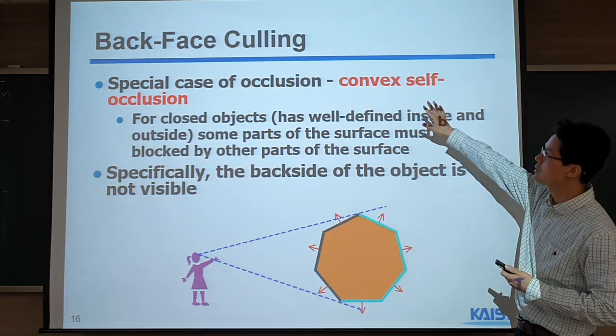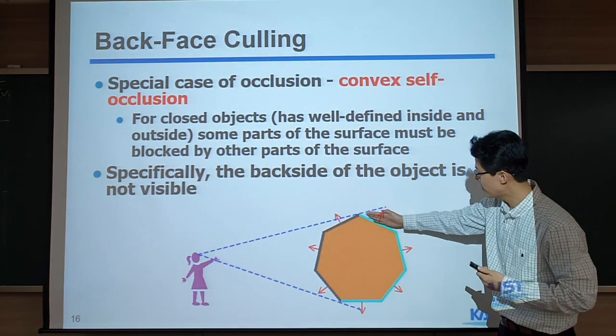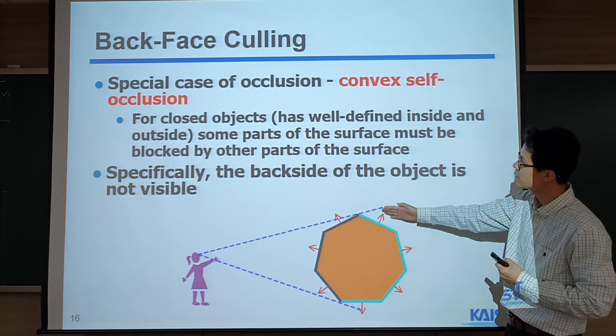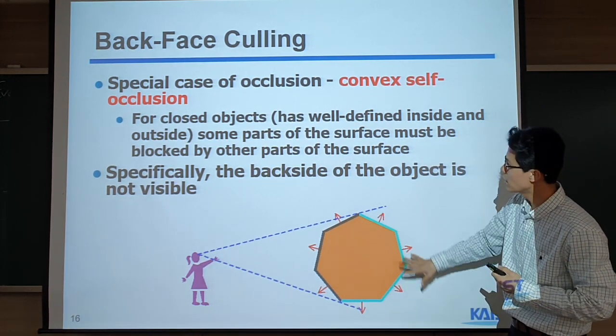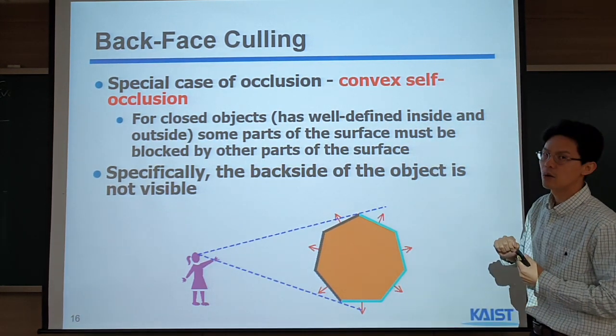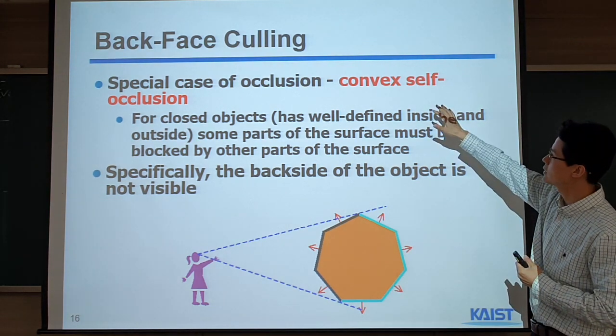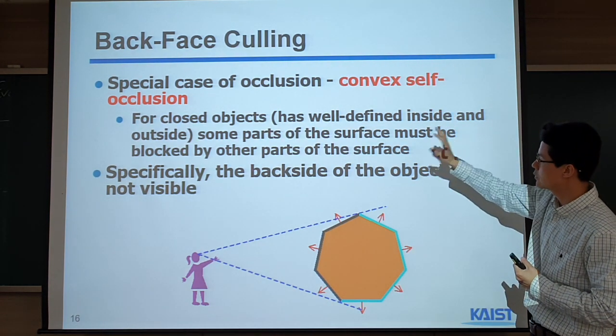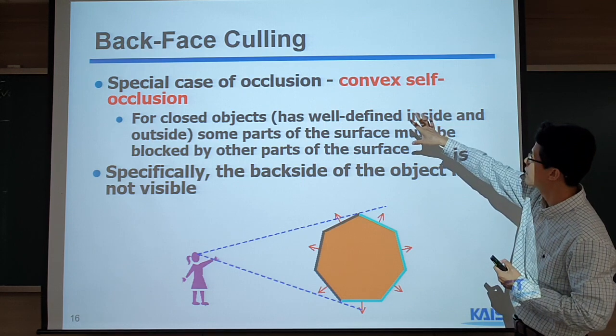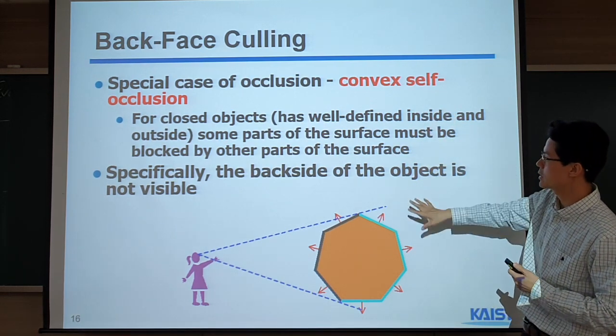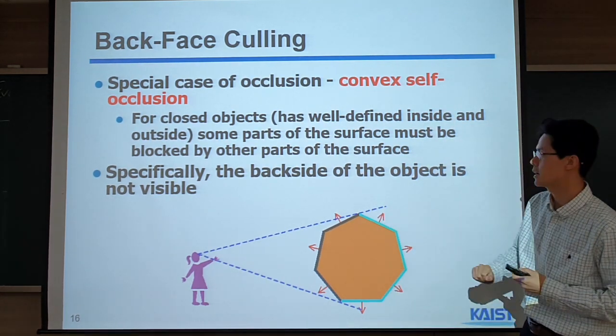So that's why we want to identify the triangles with the back face, and then we want to cull them away. That's known as backface culling. Basically, we can apply this concept to convex objects, also closed objects.